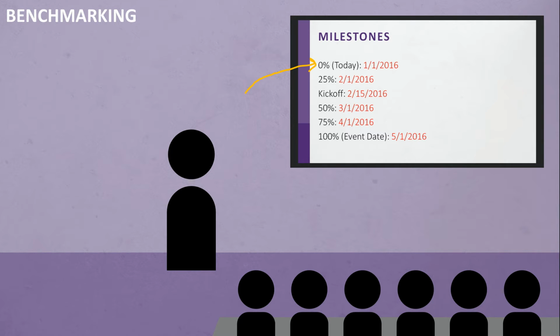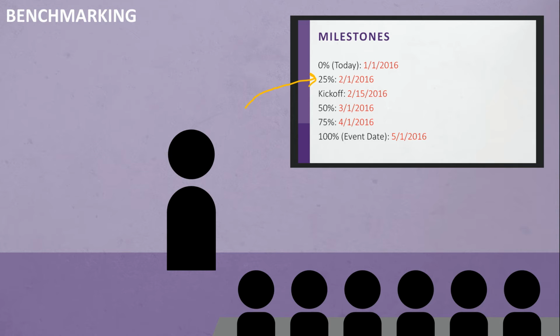Point out today's date on the flip chart. For example, let's say that it's January 1st, 2016. Point out the event date. Let's say that it's May 1st, 2016. And then point out the 25% milestone to the event. In this case, it would be February 1st.